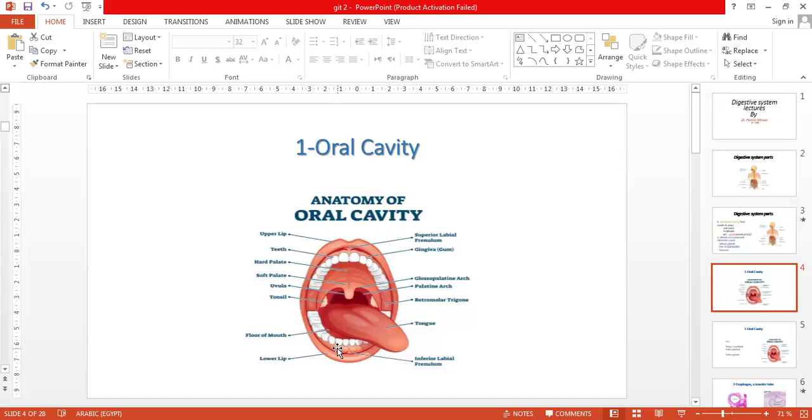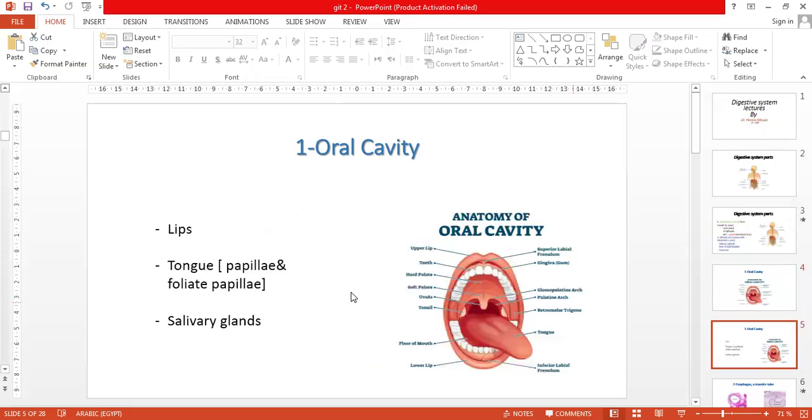But for the students of human medicine and pharmacy, we mainly focus on the histology of the lips, cheeks, and the tongue. In the practical part of the oral cavity, we mainly focus on the histology of the lips, the histology of the tongue, papillae, and the histology of the salivary gland in the oral cavity.